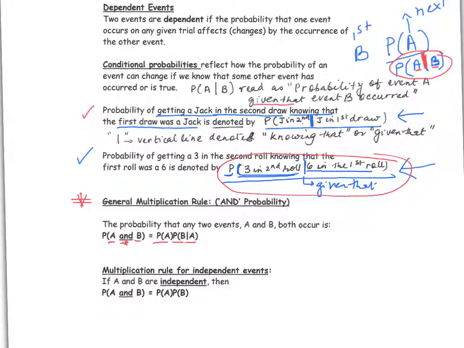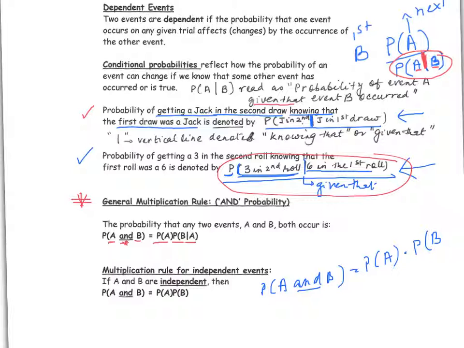However, suppose the events A and B are completely independent of each other. So the rule that we're going to use is this. The probability of A and B is equal to the probability of A, which is pretty straightforward. It's the probability of the first event. The word "and" translates to times the probability of B.